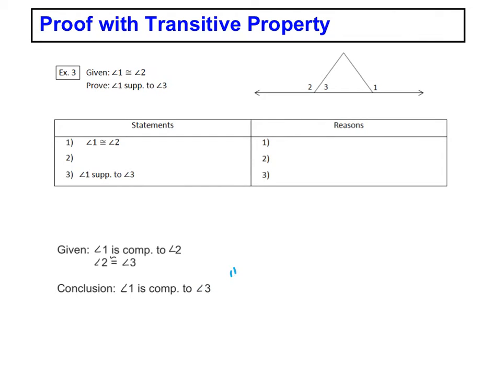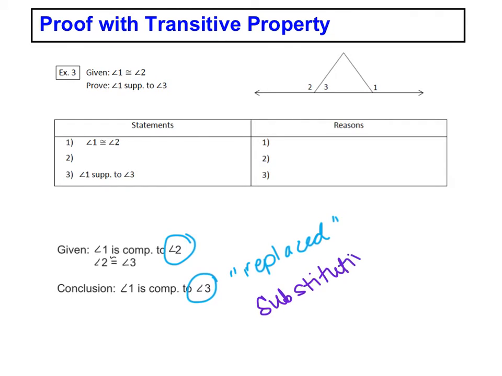So it's kind of like we replaced angle 2 with angle 3 right here. So angle 1 is complementary to angle 2, and angle 2 and angle 3 are congruent, so that means angle 1 is complementary with angle 3. So replaced, or in other words, we substituted. So we've got this thing called the substitution property. And that's going to come into play up above with our proof.